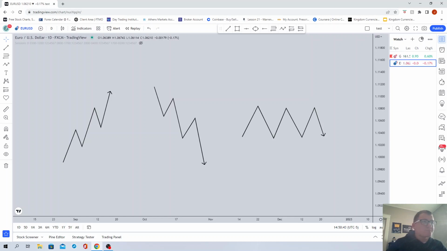Reason being, guys, these markets are massive. Like we've previously stated, $6.6 trillion traded every single day. Your little $10,000 account, or even if you have a $1 million account, you're not going to move these markets. These markets are going to go where they want to go. So that's why it's very important to not fight the trend.